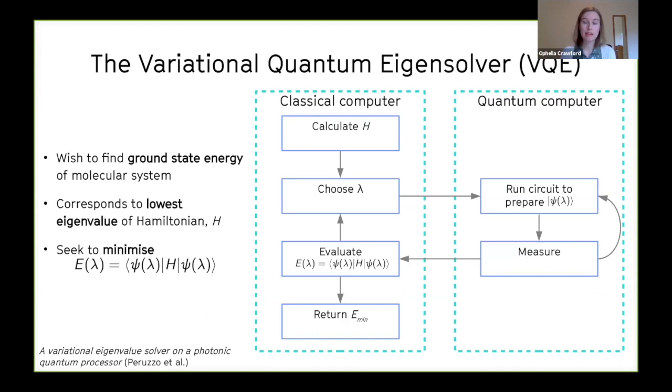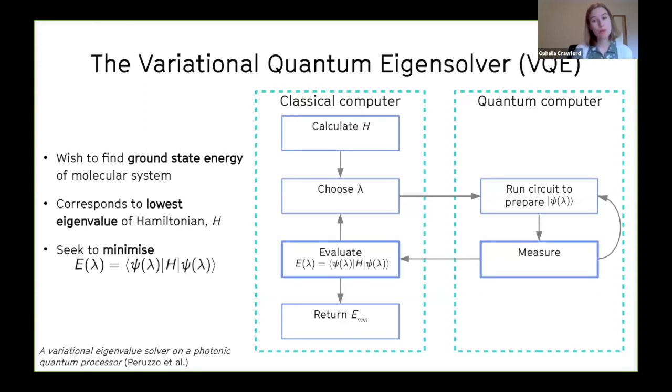So looking at this sort of schematic flowchart on the right, the classical computer chooses some parameters lambda. The quantum computer prepares the state corresponding to those parameters, makes some measurements upon them, and typically this state preparation and measurement step will have to be repeated, and then evaluates the expectation of the Hamiltonian using those measurements, hoping to find the overall minimum. And if we've chosen our ansatz correctly, and if the classical optimizer has performed well, then we hope what we return is close to the true ground state of the Hamiltonian.